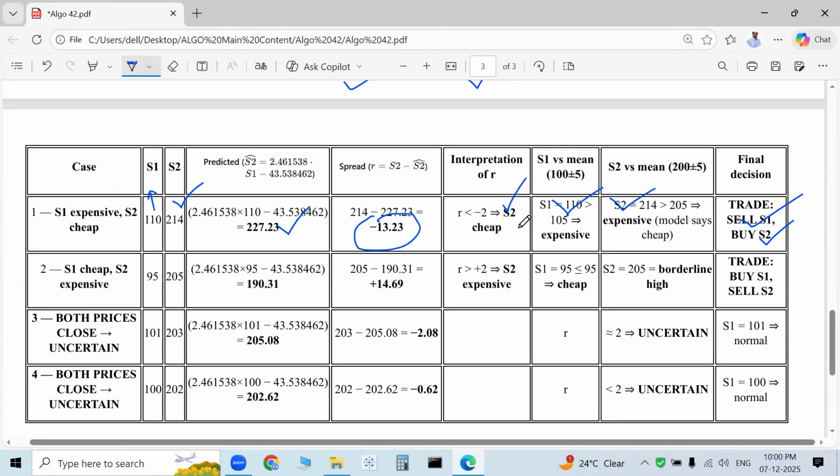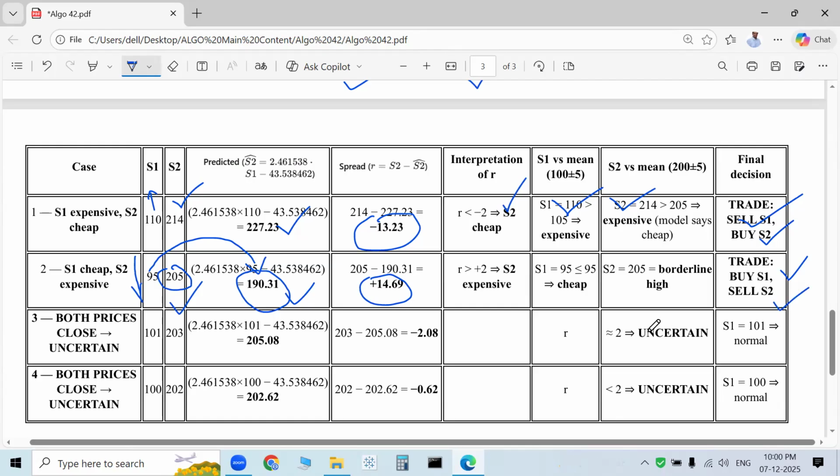Now let me show you the next example. Here S1 has become cheap, but S2 is still expensive. Now how much expensive it is, we want to find out. So we are going to put the S1 value over here and we get the predicted value of S2. S2 is stock number 2. We have the actual value of S2 over here. This is the predicted value. And the difference is 14 rupees. So that means S1 is cheap. So we are going to buy S1 and sell S2.